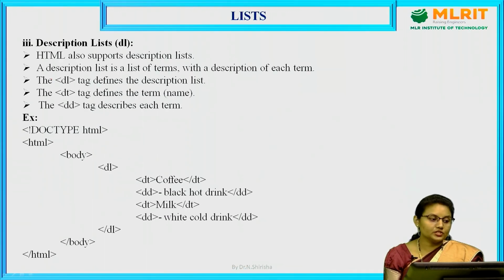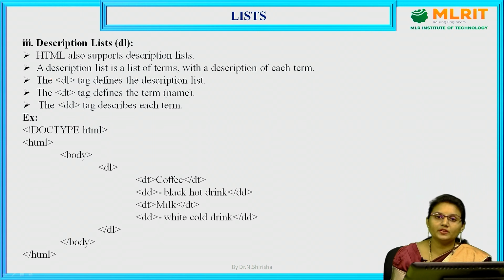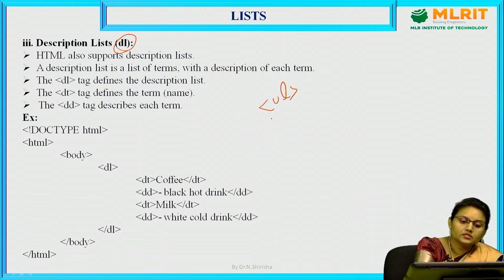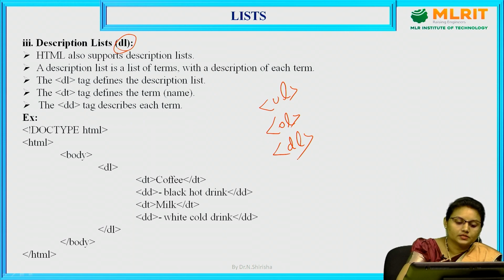Then the third one will be the definition list. So what is a definition list? As I told you, if you wanted to abbreviate or define something, or give a statement for some term, you can go with the description list or definition list. That is the DL tag, where you use UL for unordered list, OL for ordered list, and DL for definition list. DL will have two subtags: one is DT and the other one is DD.